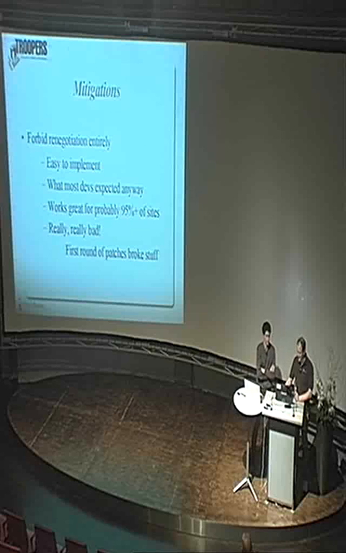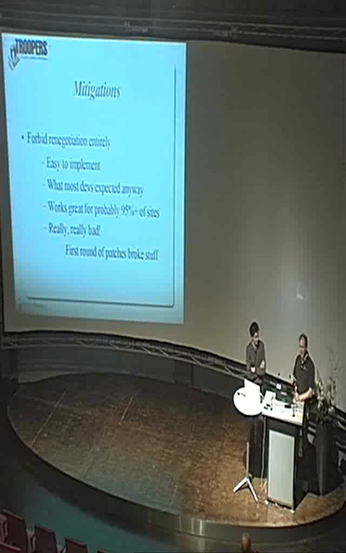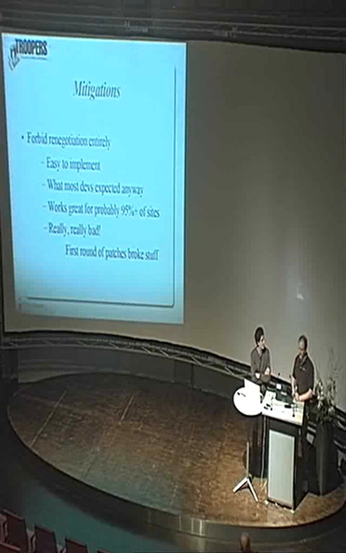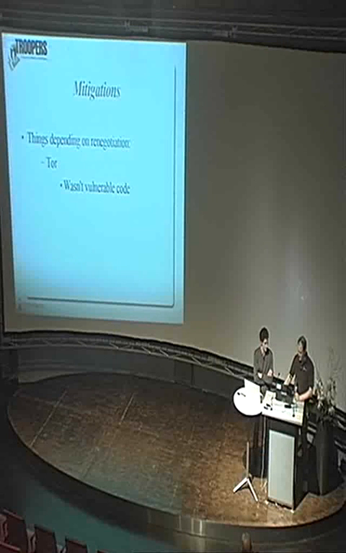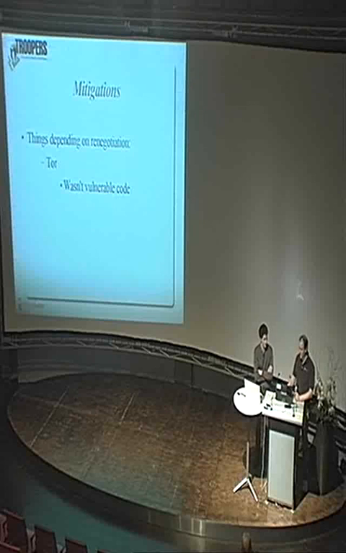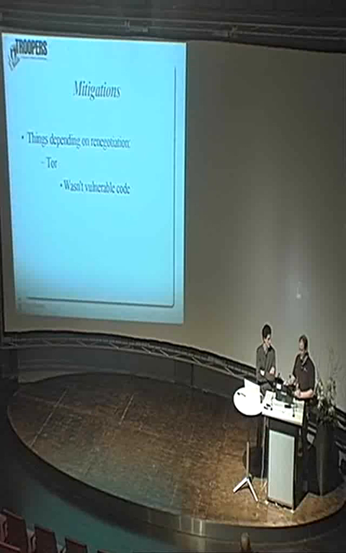But it's really bad. When the first round of patches did this, it just disabled renegotiation outright, and it broke stuff. Some things that depend on renegotiation are Tor. Tor was not actually vulnerable beforehand, just kind of because of the accident of their design and the care that they took. It didn't seem to be vulnerable to this attack.